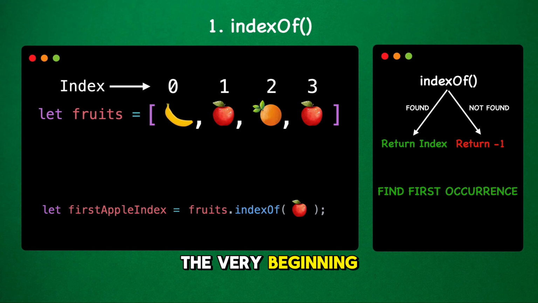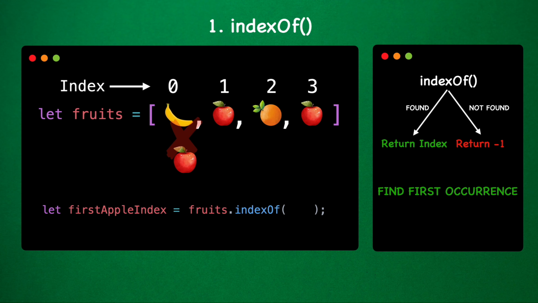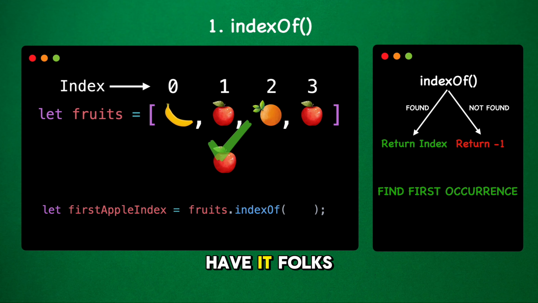Let's start at the very beginning, the first item in our list. Nope, that's a banana. Let's move on. And there we have it, folks. Our first apple is sitting right here in the second slot, but remember, we count from 0.